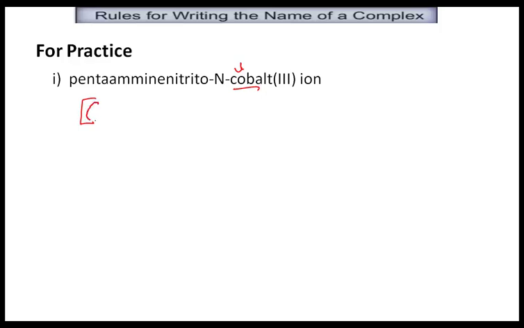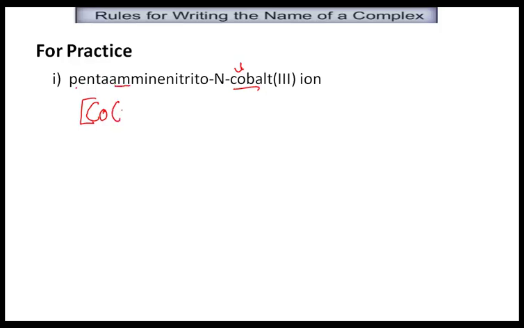So cobalt will be written Co. Is it clear? Then, after writing this metal atom, we will write the ligands in their alphabetical order. So there are 2 types of ligands, that means this complex is heteroleptic. Pentaamine: penta means 5 times, amine is there.